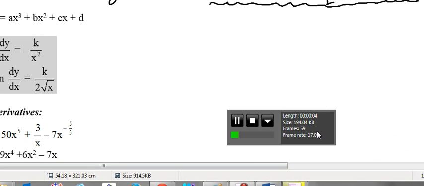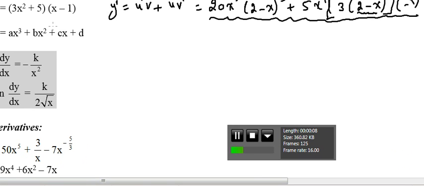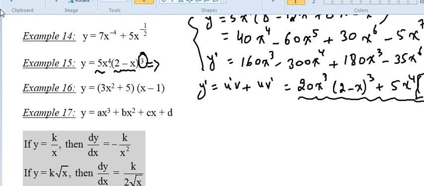Okay, video part 3, basic differentiation, chapter 2, calculus. Let me continue, but before, in the book, I made a mistake over here.